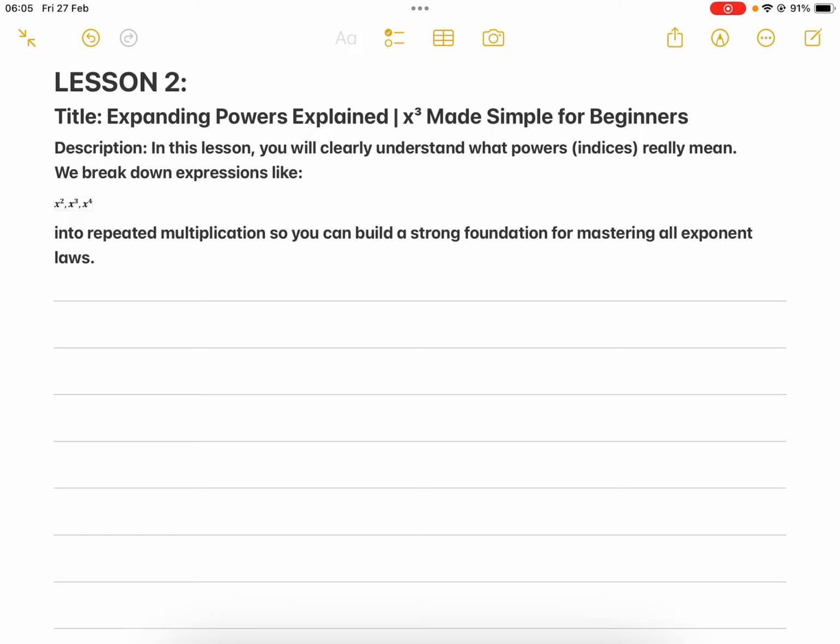In the last lesson, we learned that x raised to power 2 means x multiplied by itself twice. But what happens when we multiply powers together? Today, we are preparing for one of the most powerful laws in mathematics. Expanding powers.